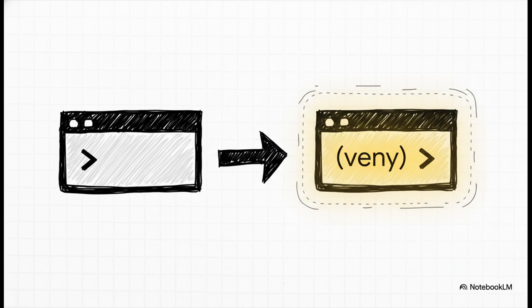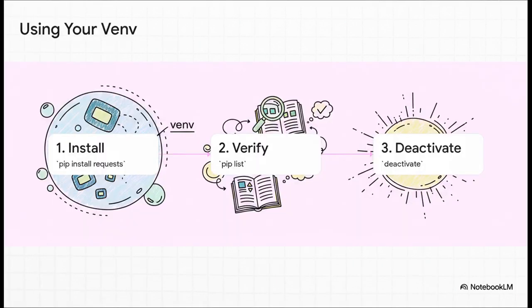Right before your usual blinking cursor, you'll see this little prefix, venv. That's it. That's your signal. That tells you the isolation is on, the bubble is active, and you are now working inside your own private little Python world. Now you can just use pip like you always do. Go ahead, pip install requests or whatever you need.